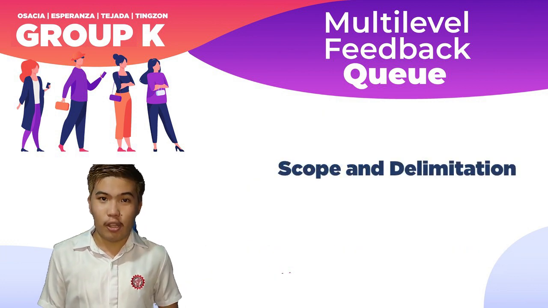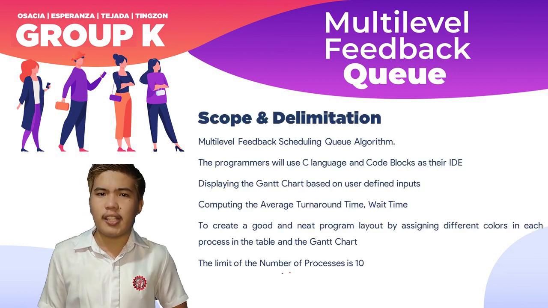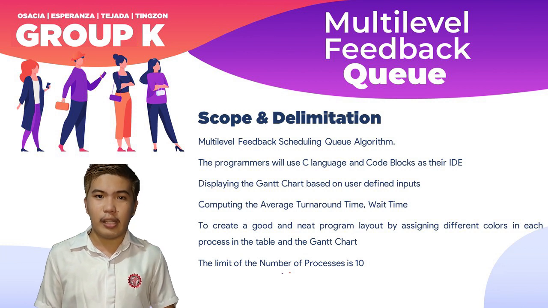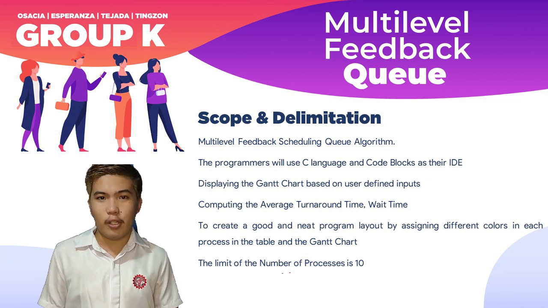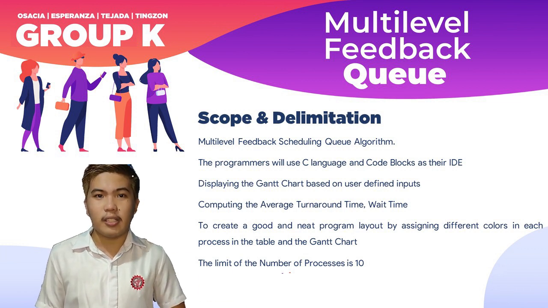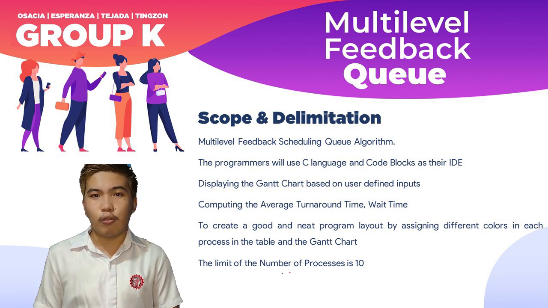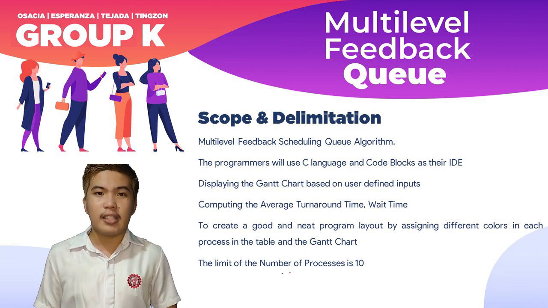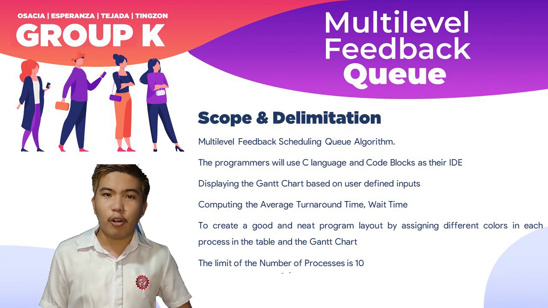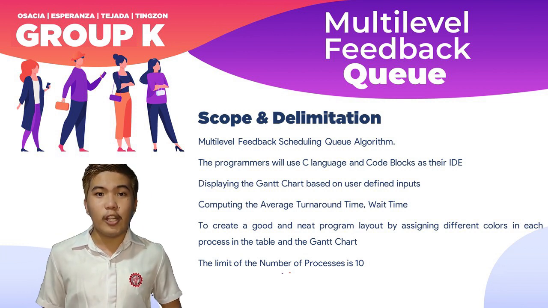For the scope and delimitation, this program only focuses on the multi-level feedback queue. It is considered the most complicated scheduling algorithm. The programmers still chose this algorithm to help faculty members with their instructional materials, especially when their subject is related to operating systems, and for students to be able to simulate multi-level feedback queue scheduling algorithms. And in order to achieve all of the objectives, they are going to use C language as their primary language, and they will be using Code::Blocks as their IDE.